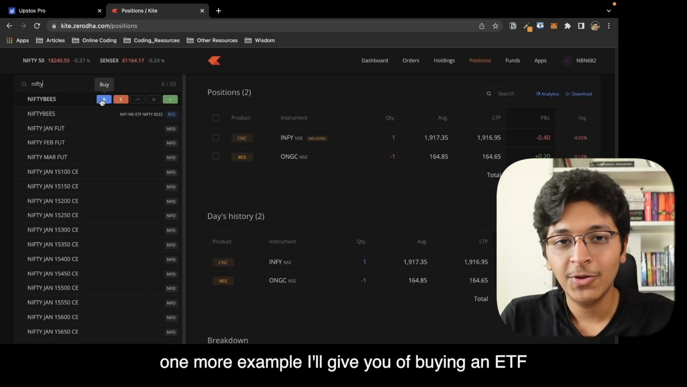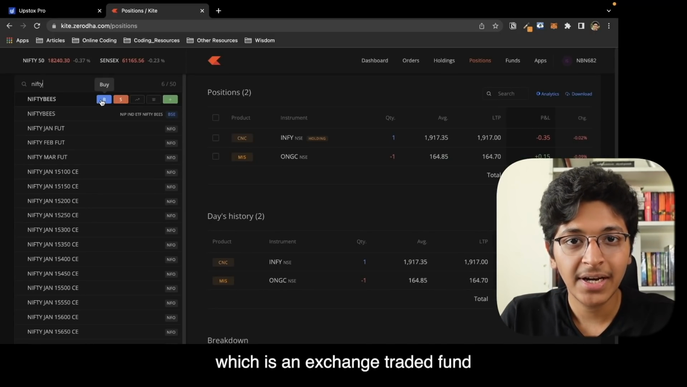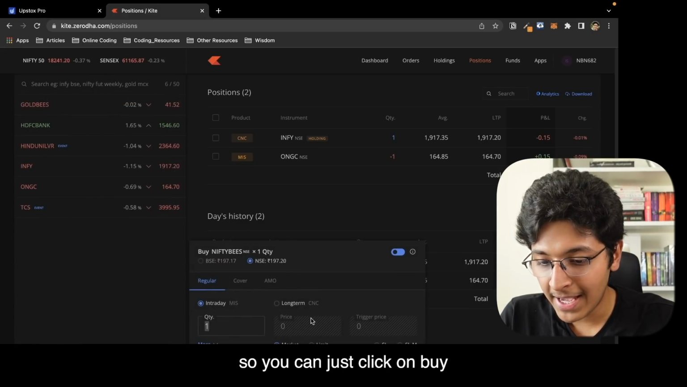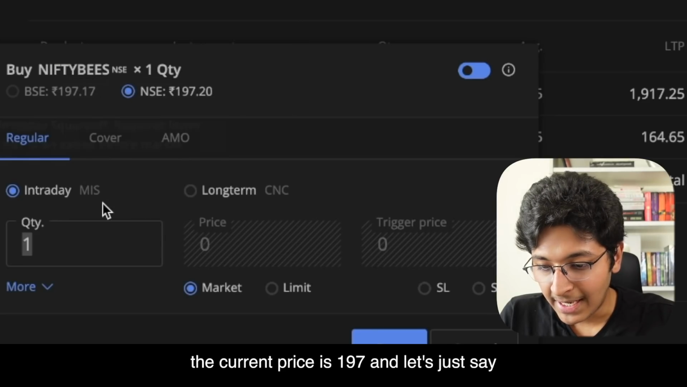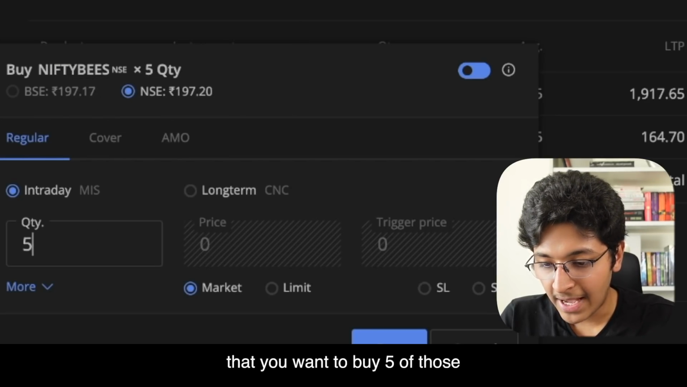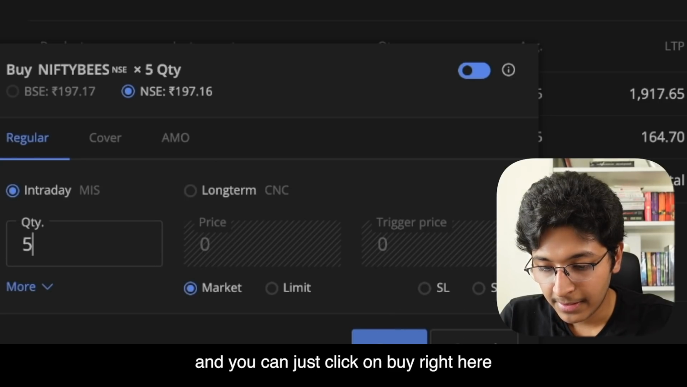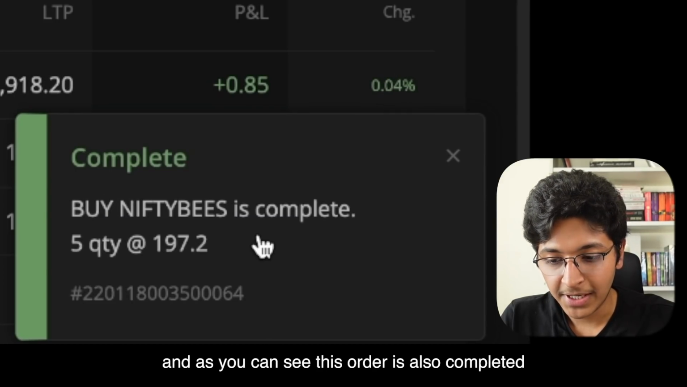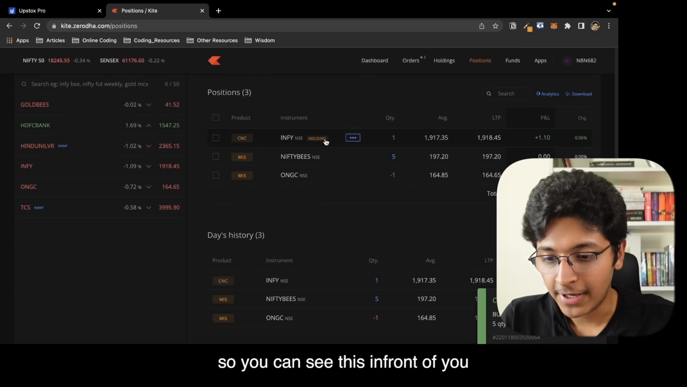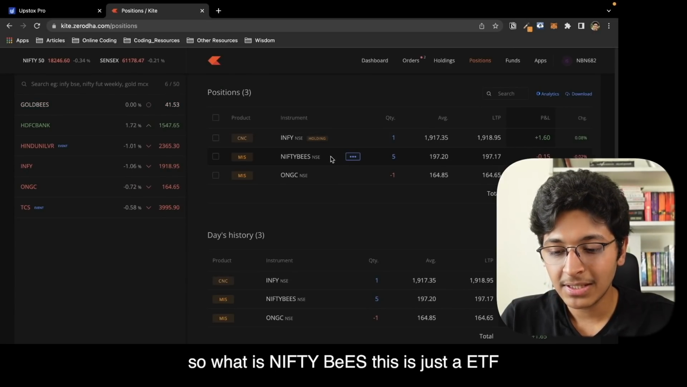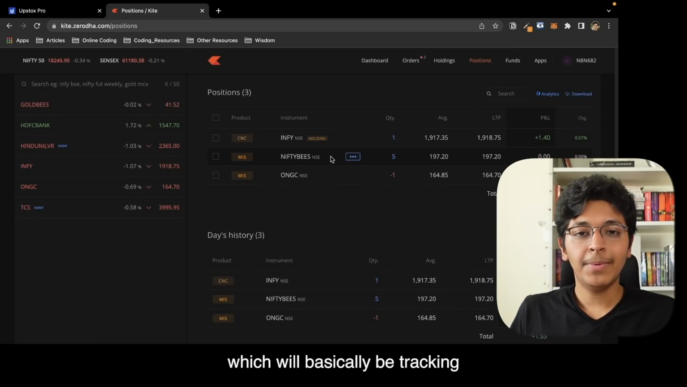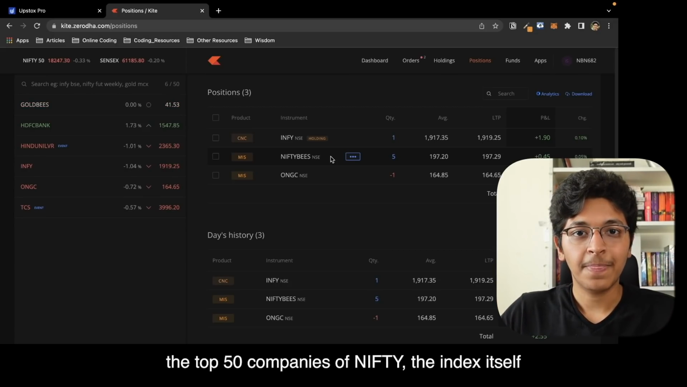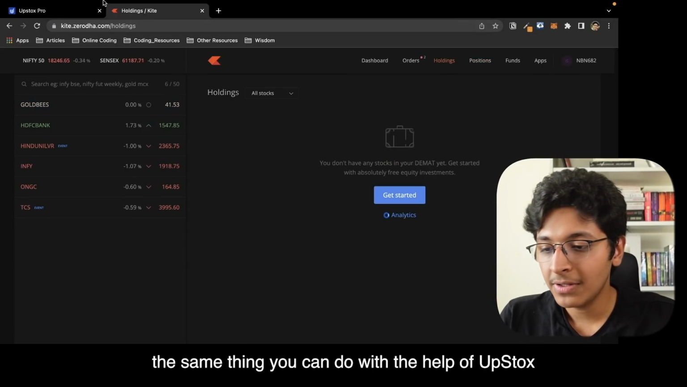One more example I'll give you of buying an ETF, which is an exchange traded fund that you can buy directly with the help of your Demat account. So you can just click on buy. The current price is 197. And let's just say that you want to buy 5 of those and you can just click on buy right here. And as you can see, this order is also completed. So you can see this in front of you. So what is Nifty Beast? This is just a ETF, which will basically be tracking the top 50 companies of Nifty, the index itself. The same thing you can do with the help of Upstocks.